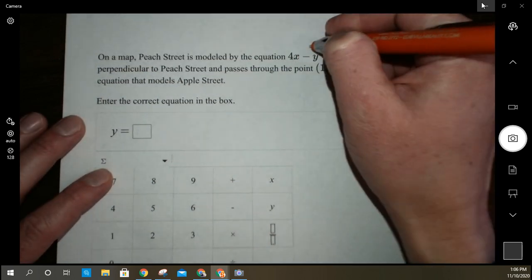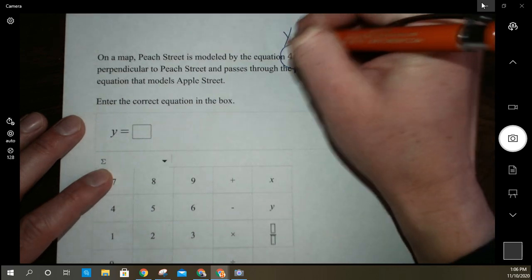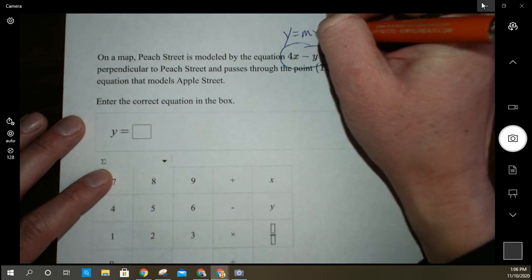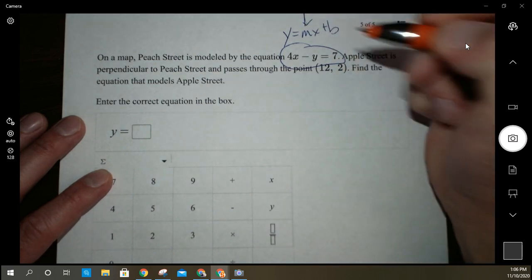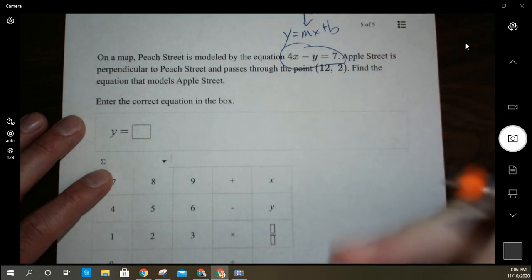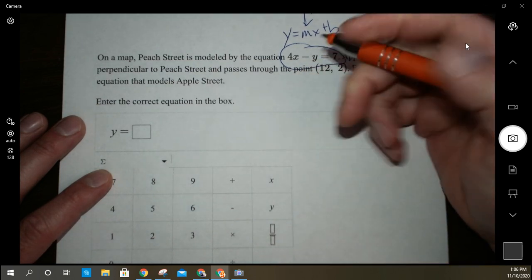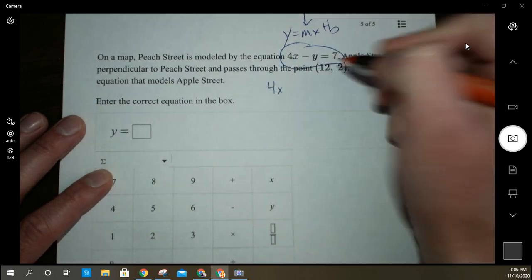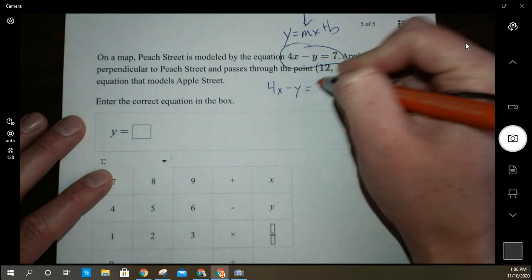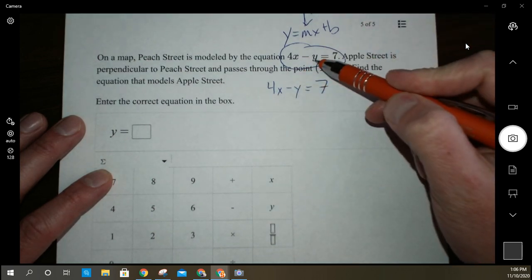So here's that equation. We need to first get it into our y equals mx plus b format so we can identify what the slope is. That's the important information we want to take away from this right now. So let's go ahead and do that. So our goal here, I'm just copying it down, but we want to get y by itself here.